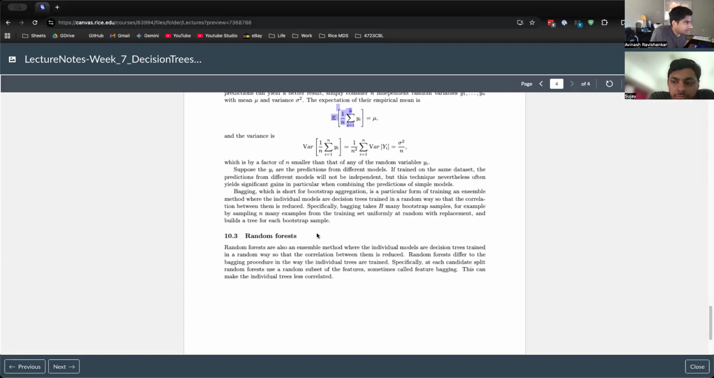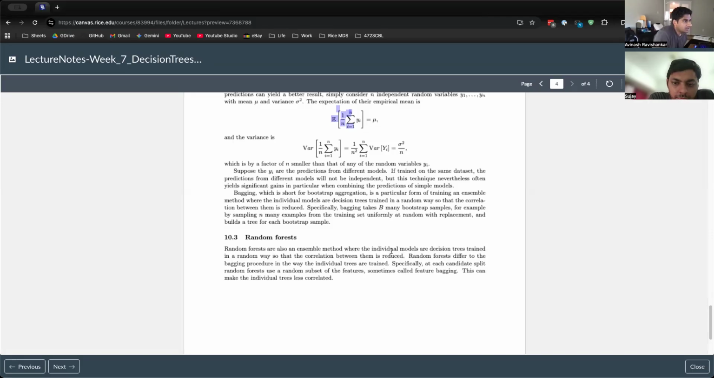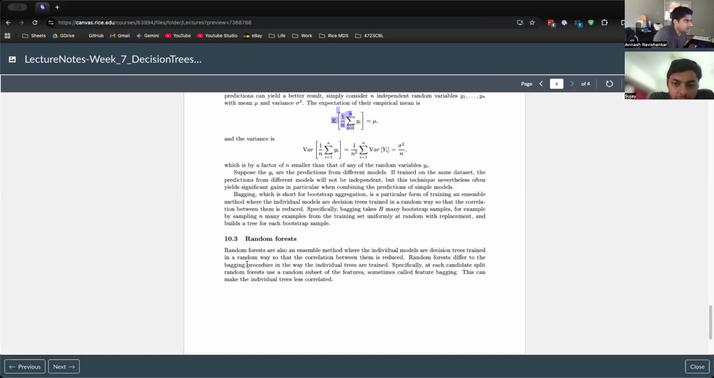Oh, perfect timing. Okay, random forest or an ensemble method. Ensemble method just means many trees, I guess. Is that what that means? Yes. Where the individual models are decision trees trained in a random way. Random forests differ from the bagging procedure in the way the individual trees are trained. Specifically, at each candidate split, the random forest uses a random subset of the features.